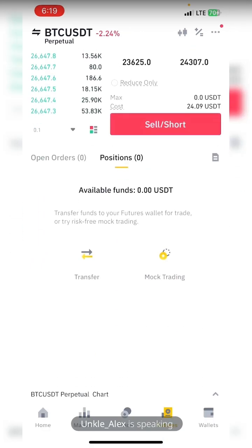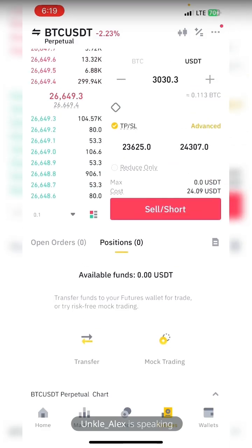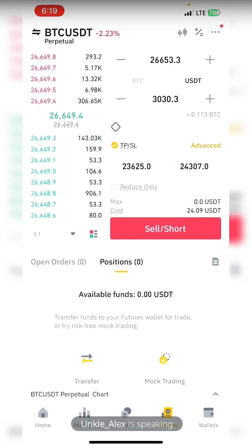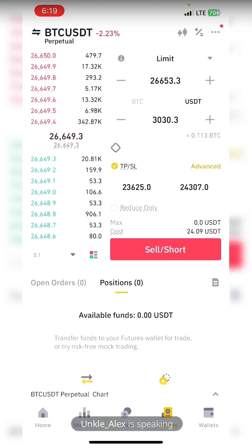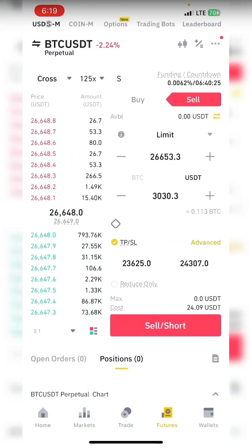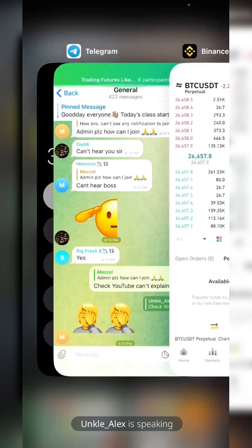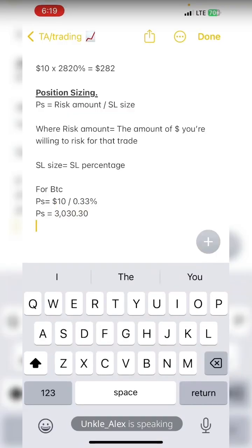3030.3. See, if you come here now, if you can see where I'm showing you, right here, you see the cost. Now this trade cost us 24.09 USDT. 24.09, that is the cost of this trade, that is the capital. You understand? If you should hit SL, you are losing $10. We are using 125 leverage. You tap sell short. After inputting it, you tap sell short, and the trade will be triggered once the price hits. I don't know if you understood me.